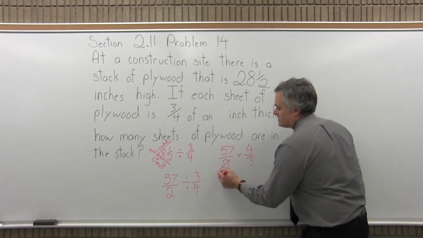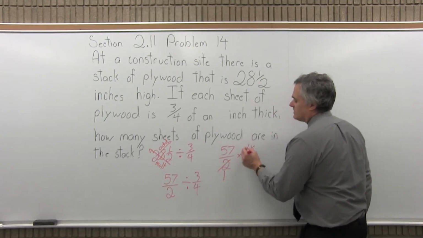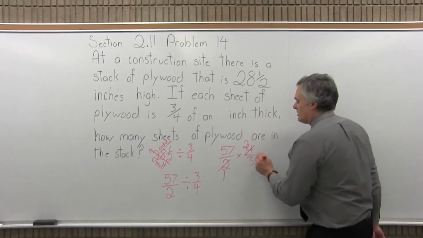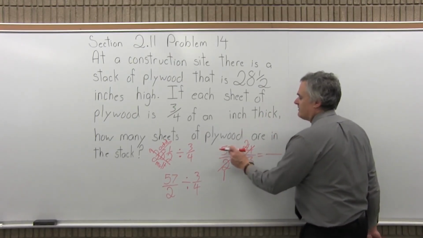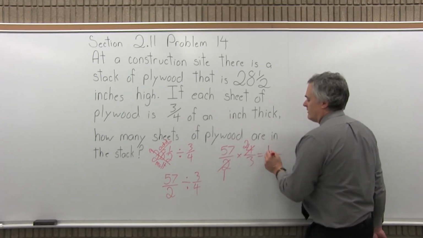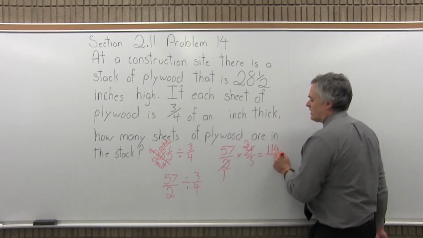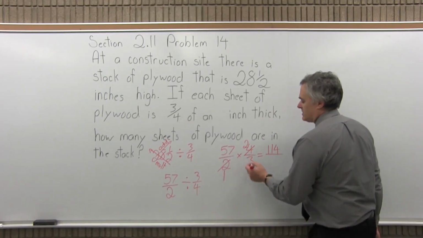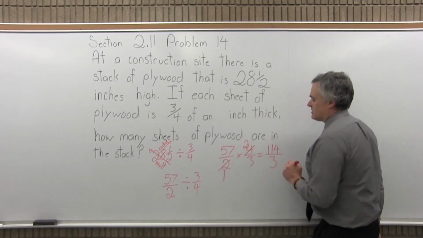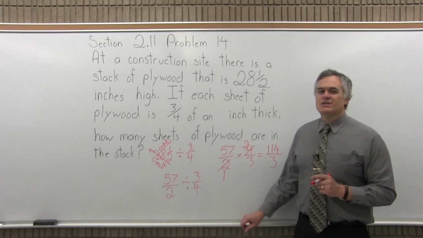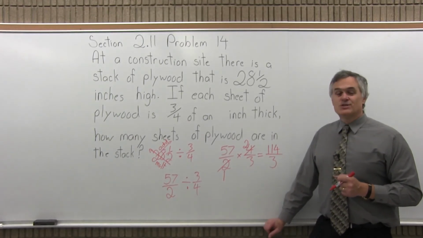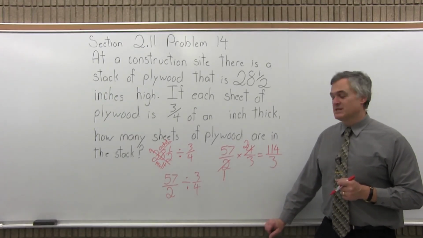So 2 goes into 2 once, 2 goes into 4 2 times. So now as I multiply the numerators coming across the top, 57 times 2. 57 times 2 is 114. Multiplying the denominators, 1 times 3. 1 times 3 is 3. So the answer, how many sheets of plywood, is 114 over 3. Now, that is the answer, but it's not in its most sensible form necessarily.